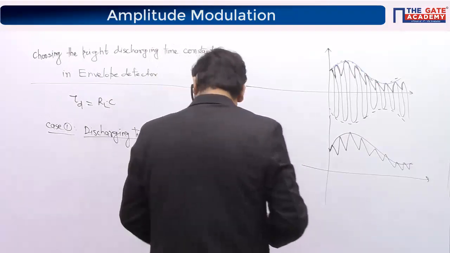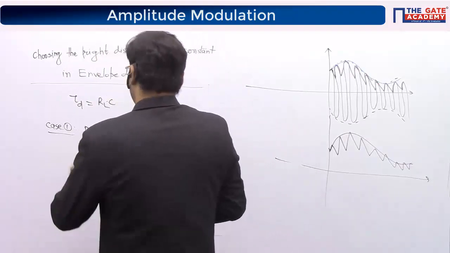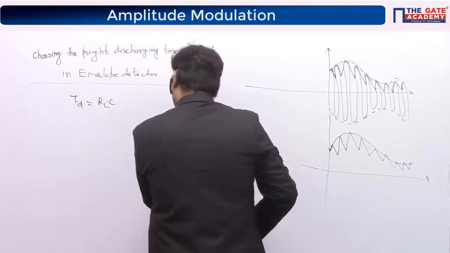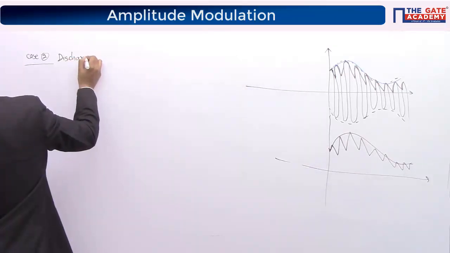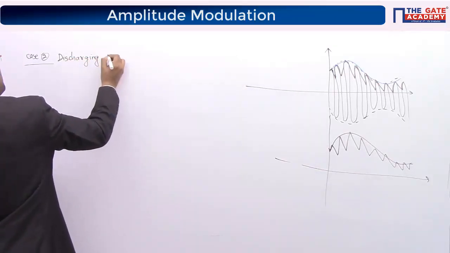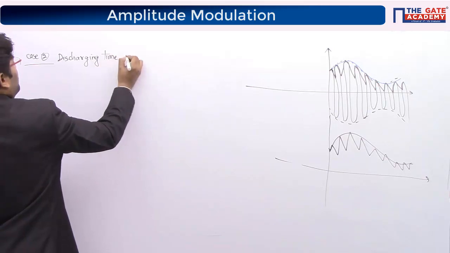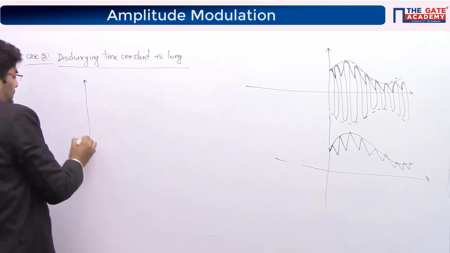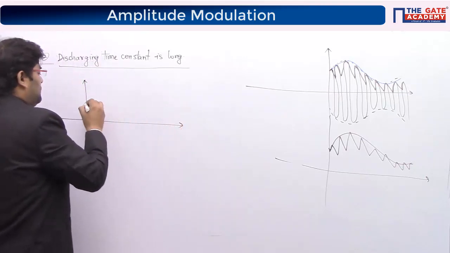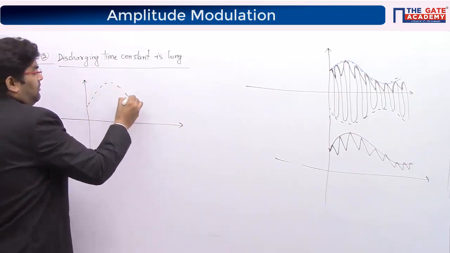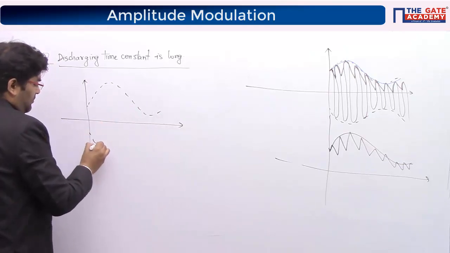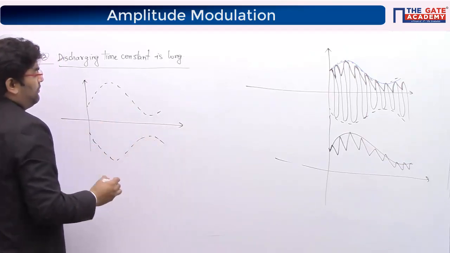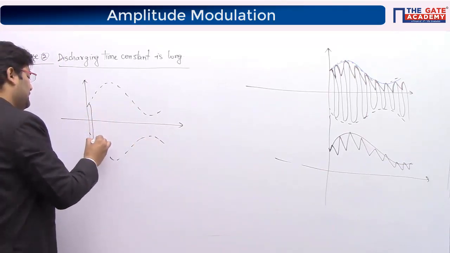Okay? What if it is more? If the discharging time constant is long. So again we'll take the same AM signal. The carrier signal is this.